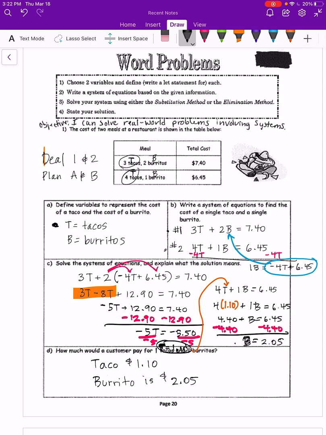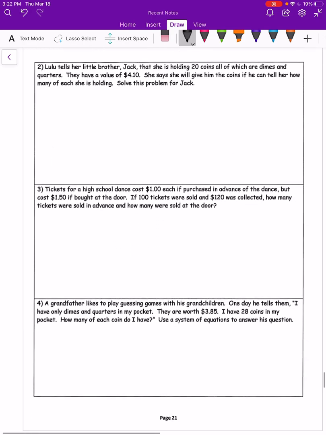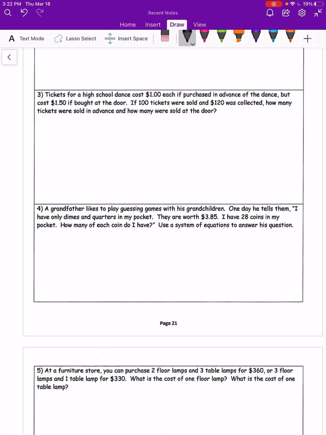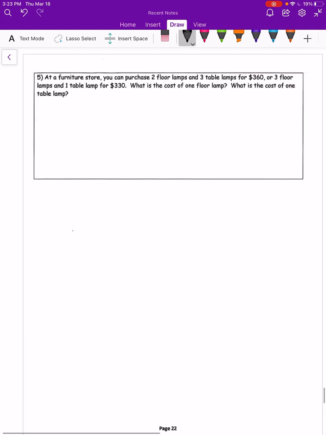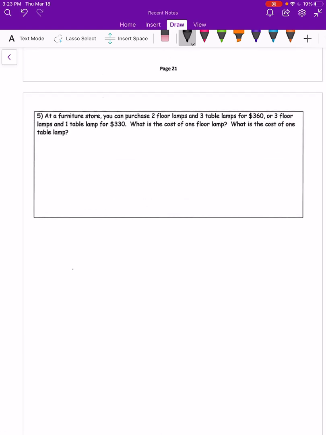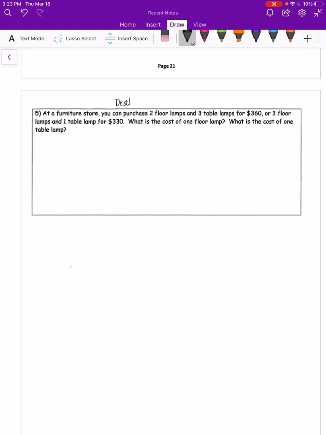So we're going to do another one that's deal 1 and deal 2. And so you're going to have to go in your note packet, not anything on page 21. Skip that. And you're going to go to page 22. Do you see it here? And we're going to talk about this furniture store. So this is another deal 1 and deal 2. So I'm trying to keep them together for you. So deal 1 and deal 2, or plan A and plan B.